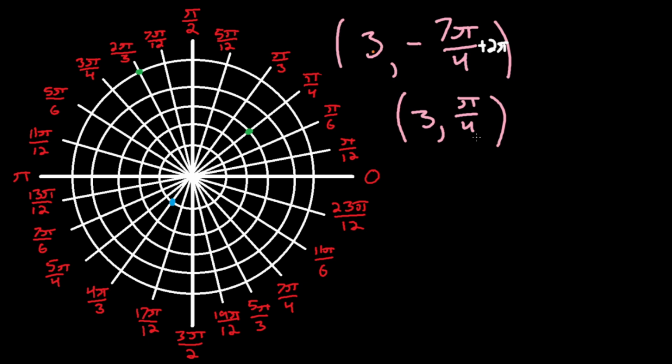So what point would this be? Well, 3, pi over 4. We already know how to do this. Technically, it overlaps at this point right here, but it's the exact same point, 3, pi over 4 and 3, negative 7 pi over 4. These are fundamentally equivalent. They plot the same exact point on your polar plane. So now that you guys know that, you really could end the video if you get the rest.